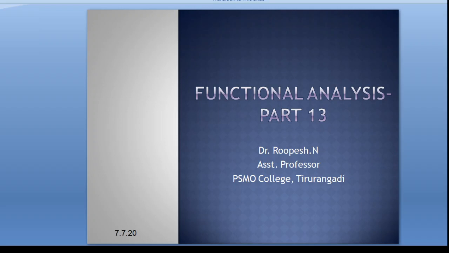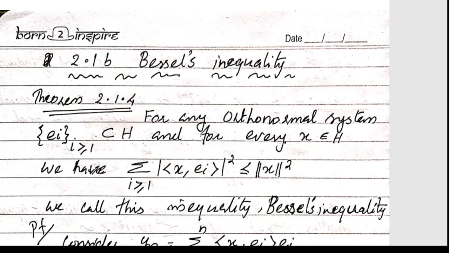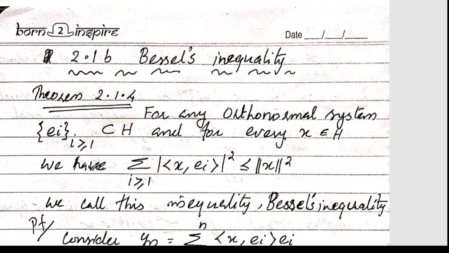Inequality and some of the examples for orthonormal systems. So Bessel's inequality. This we have already discussed in your linear algebra class. Bessel's inequality says that, a theorem: for any orthonormal system e_i, i greater than or equal to 1.